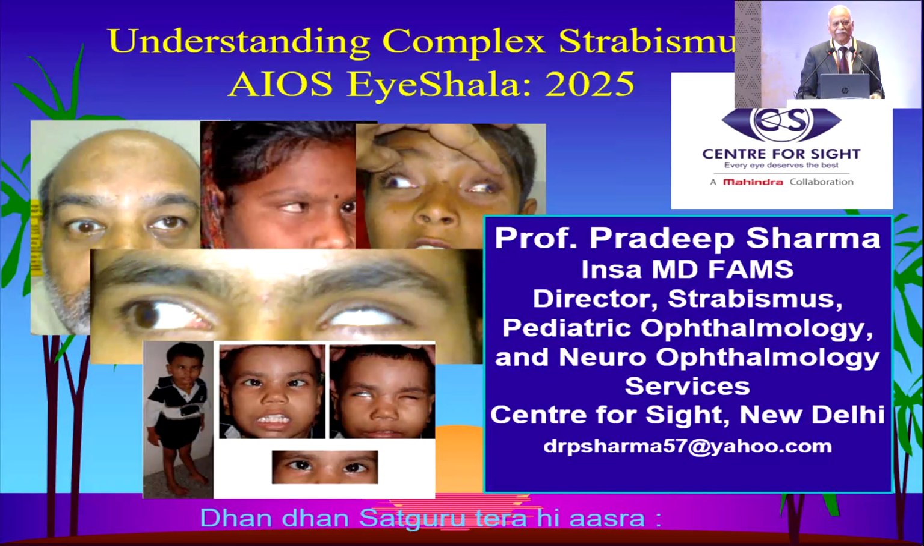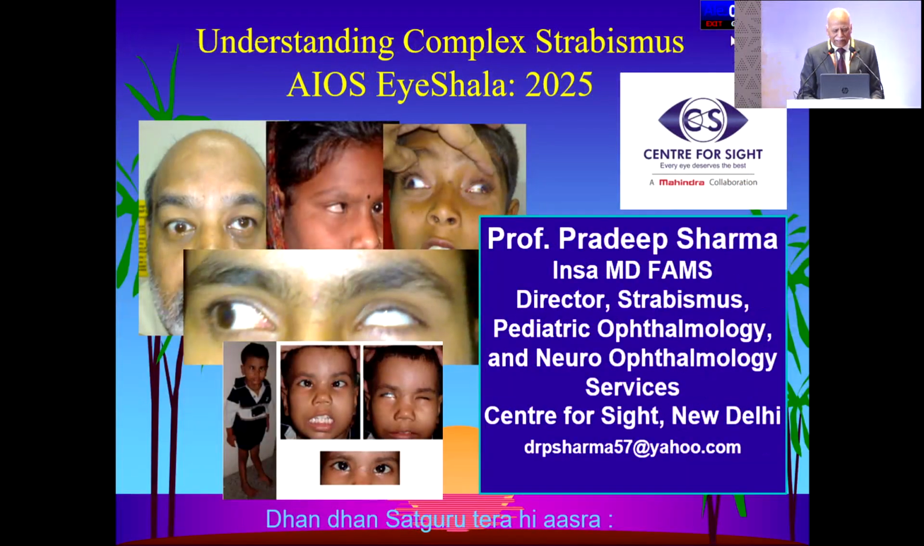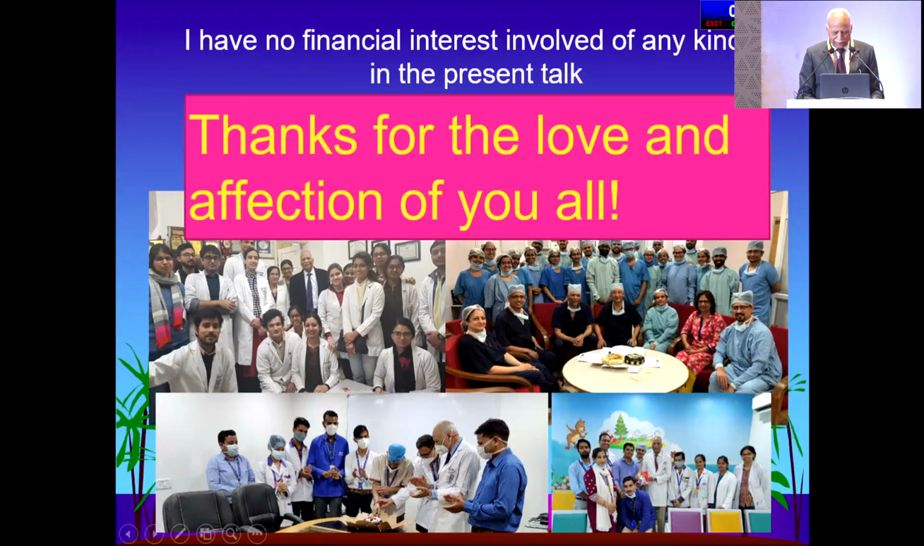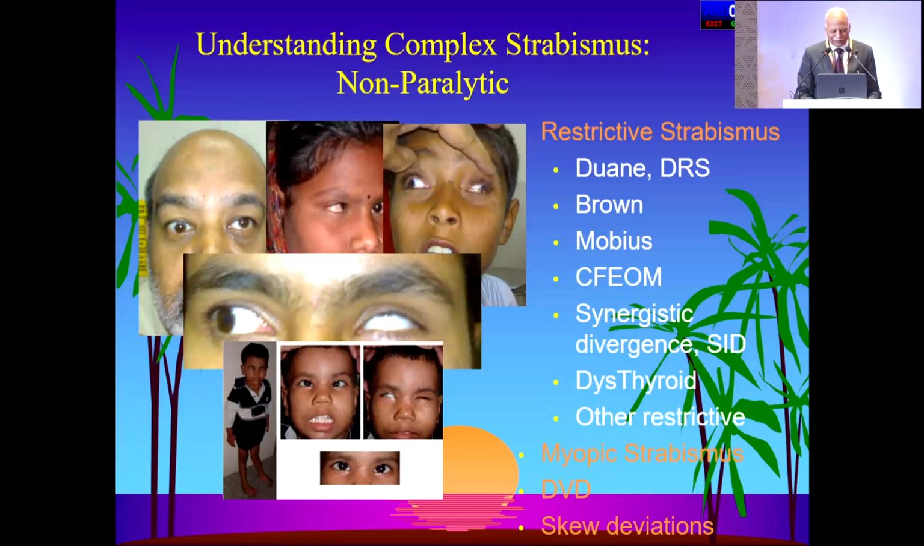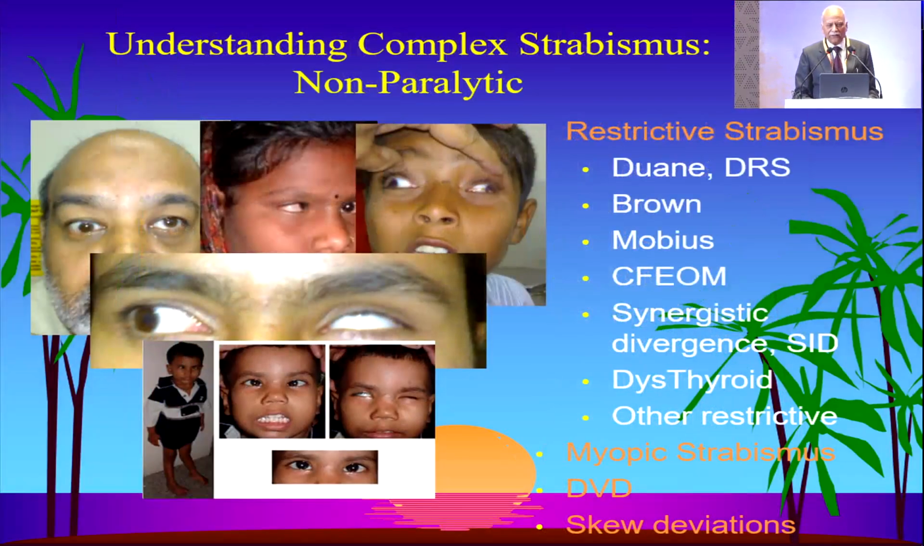Understanding complex strabismus is the topic which was given to me. And I have no financial interest involved of any kind except for your love and affection, which I always aspire to. So today we have to talk on understanding complex strabismus, the non-paralytic kind. At one time, probably strabismus itself was considered complex. But now I think most of you don't find it as complex, and it has got narrowed down to non-paralytic complex strabismus, and that's what we're going to talk about today.